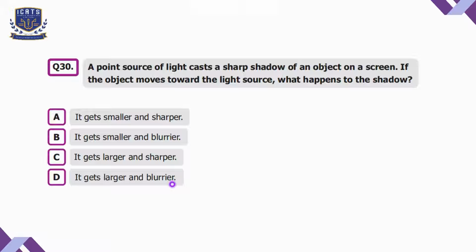So if we take something away from the light source, the shadow that is going to be created will be smaller and sharper. But if we move the object towards the light source, the shadow will be larger and blurrier. So we will select option D here as we are moving the object towards the light source.